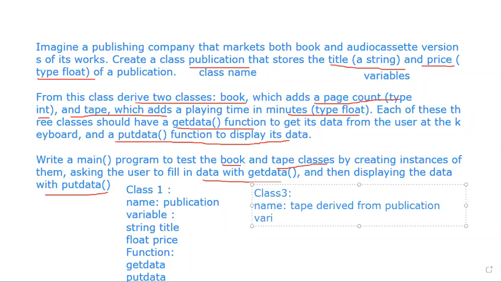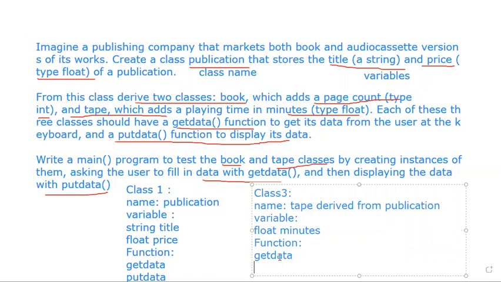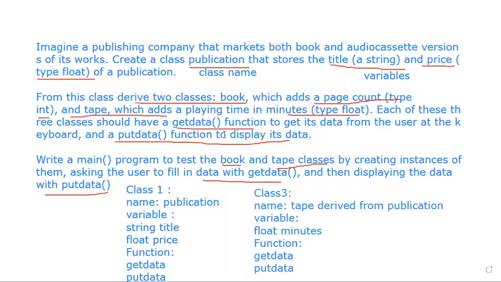Then what variables will we have? We have a float variable, that is minutes. Then for the functions we have get data and put data. So get data and put data, that's it. So this is our class 3. The first thing we have to do is extract all this information from our question. So let's go to the code blocks now. Before going to the code blocks, we have to restart the meeting.